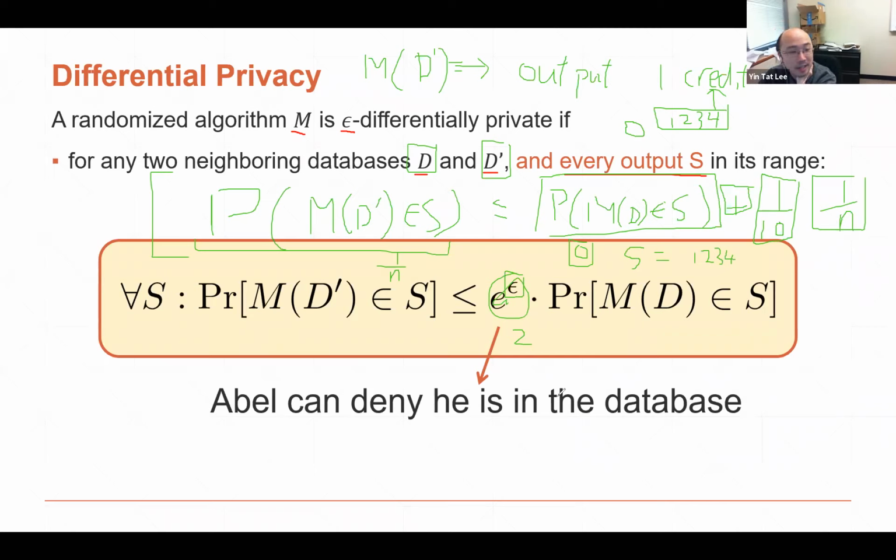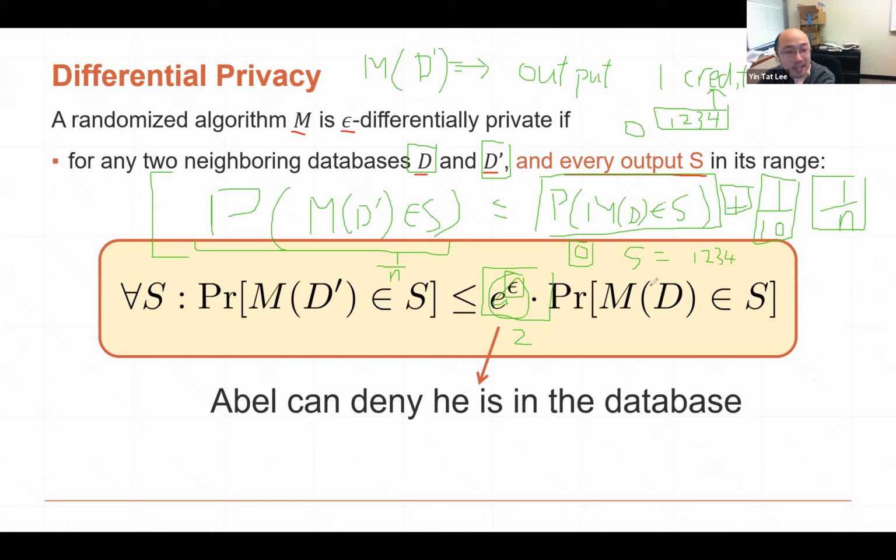And the reason why we want multiplicative is we can say whatever the algo outputs, it can output without you. And that's why you can always deny any conclusion you can gather from just the output of the algo.